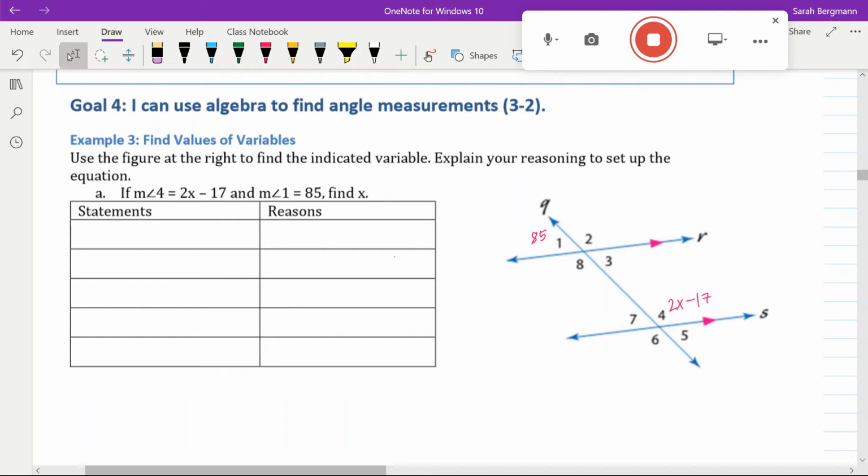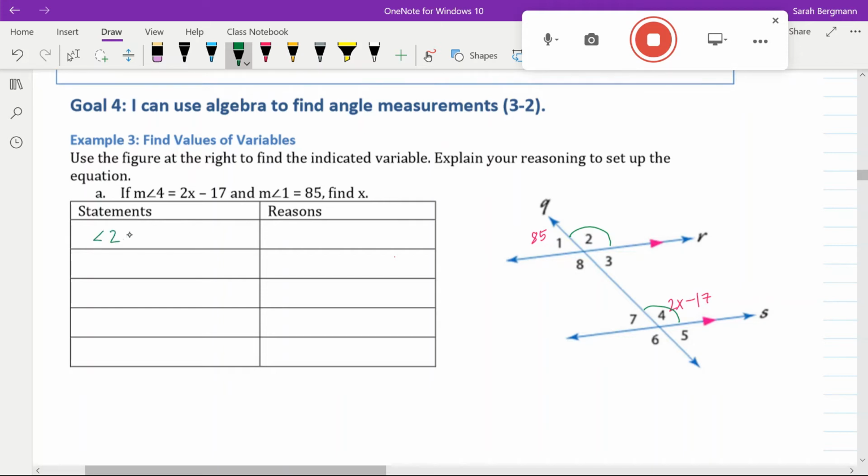It says use the figure at the right to find the indicated variable. Explain your reasoning to set up the equation. So let's look at these two angles. Right now, angle 1 and angle 4 do not have a special relationship. It won't always be super easy where they're just going to give it to you right away. However, I do know that angle 2 and angle 4 must be corresponding angles. They must be congruent. So let's jot that down first.